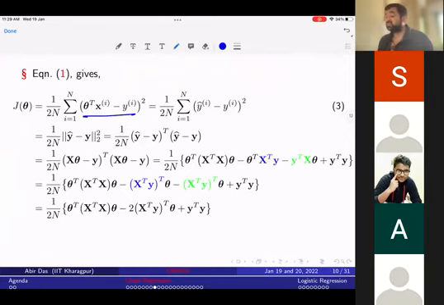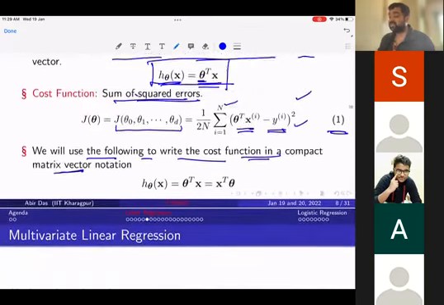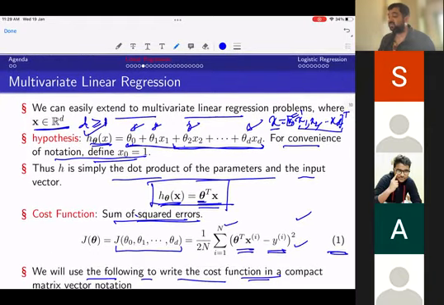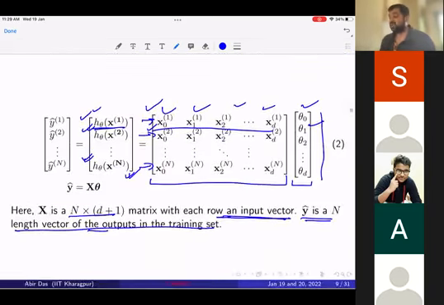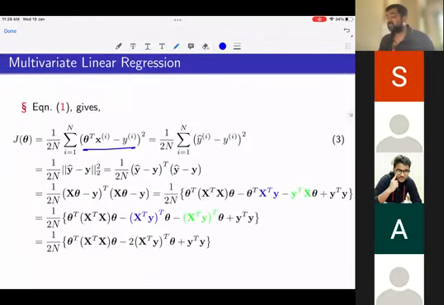Now theta transpose xi is y hat i. That is what we have told here, right? Because h theta x is your theta transpose x, and h theta x we are also denoting as y hat of x. So this is like y hat 1 for x1, y hat 2 for x2, and so on. So theta transpose xi is y hat xi.